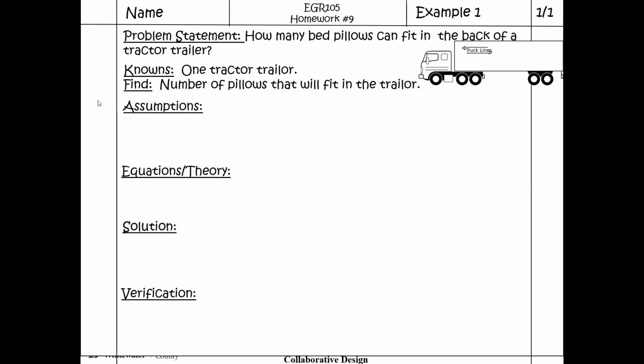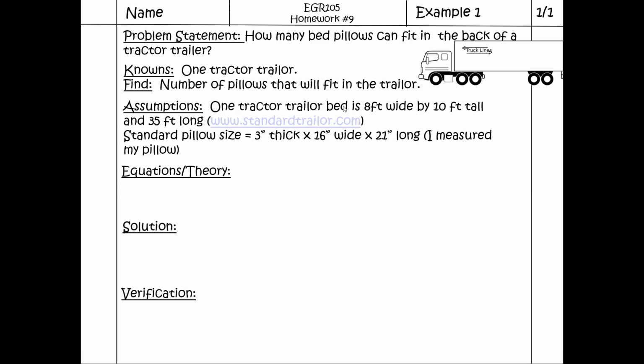Well, I don't know the size of this tractor trailer, so I need to make some assumptions. So one of the assumptions I'm going to say is it's an 8-foot wide tractor trailer, and it's 10 foot tall and 35 feet long. And I actually got this information from a website that's really called standardtrailer.com, so it's legitimate dimensions for a tractor trailer.